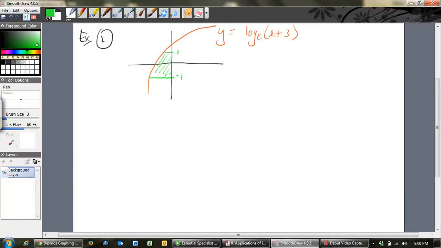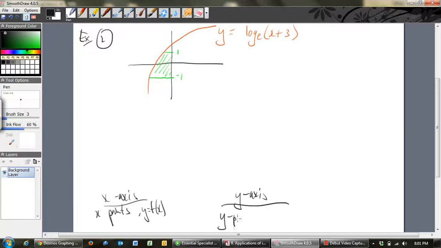Find that area. So remember, just a little tip, if you're trying to find the area between a function and the x-axis, then what you want is the x points, and also you want a function of x. Y is a function of x. Okay, so that's if it's to the x-axis, right? If it's to the y-axis, then you want the y points. In other words, what are the points on the y-axis? And you want x as a function of y. So that's what we're looking for. So for this case, we want x to be a function of y.